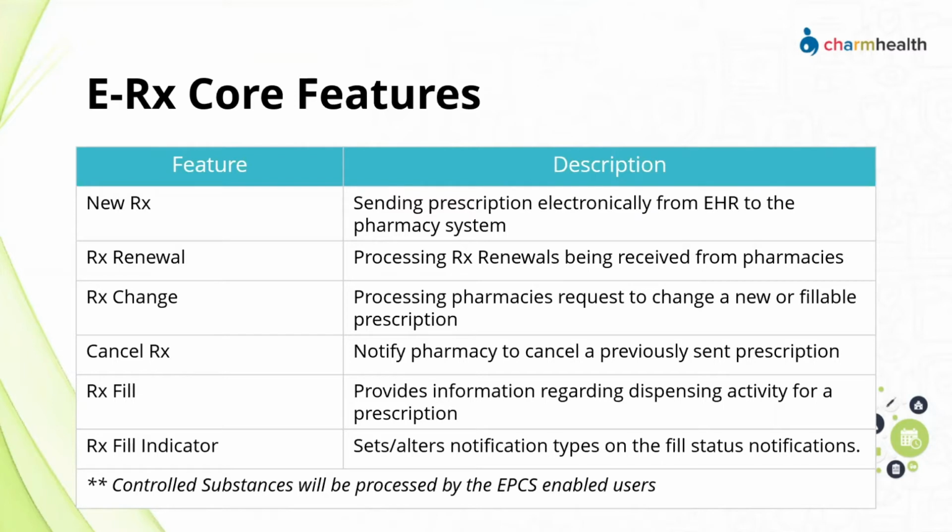You can cancel your prescriptions, so you can notify the pharmacy to cancel a previously sent prescription. You can fill a prescription, and you'll also have an indicator that will set and alter notification types and fill statuses on those notifications. You can see here the controlled substances will be processed by the EPCS enabled users. So a little bit different process. Essentially, the EPCS is just for the controlled substances.